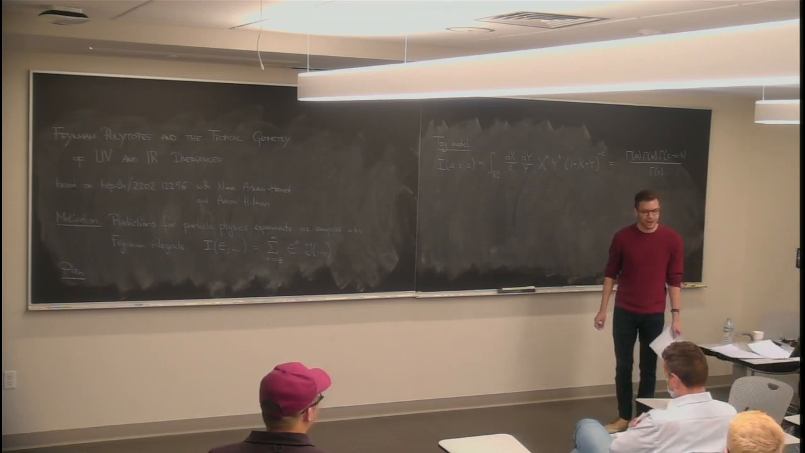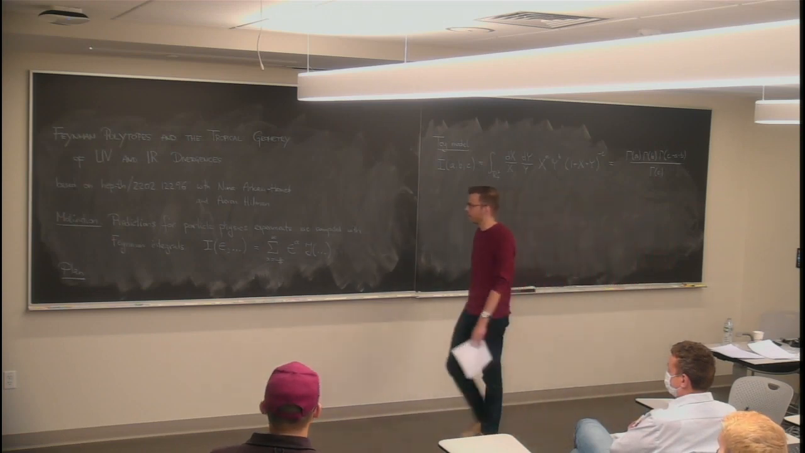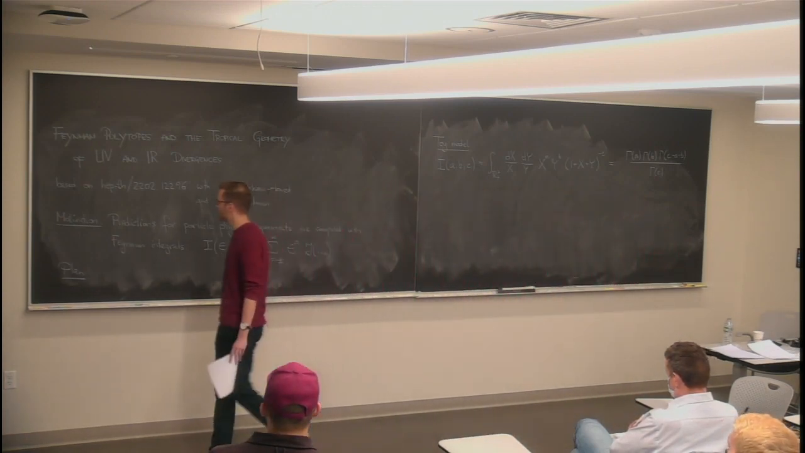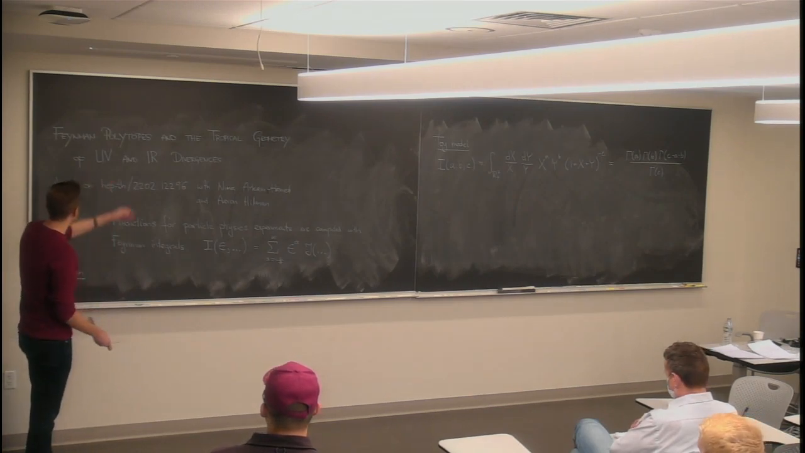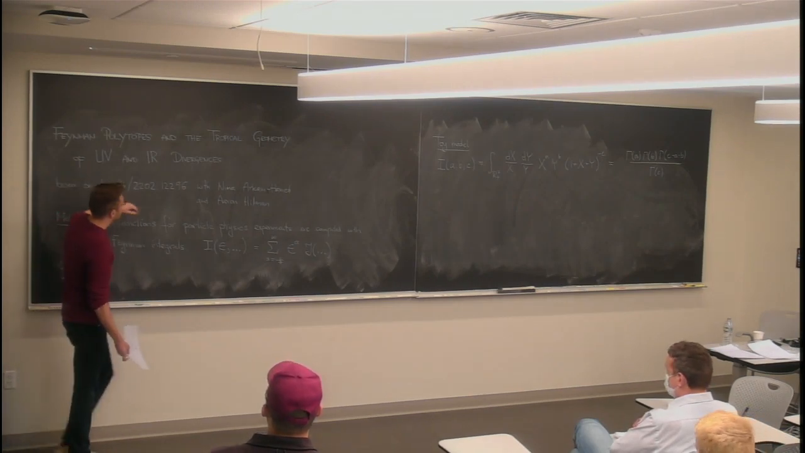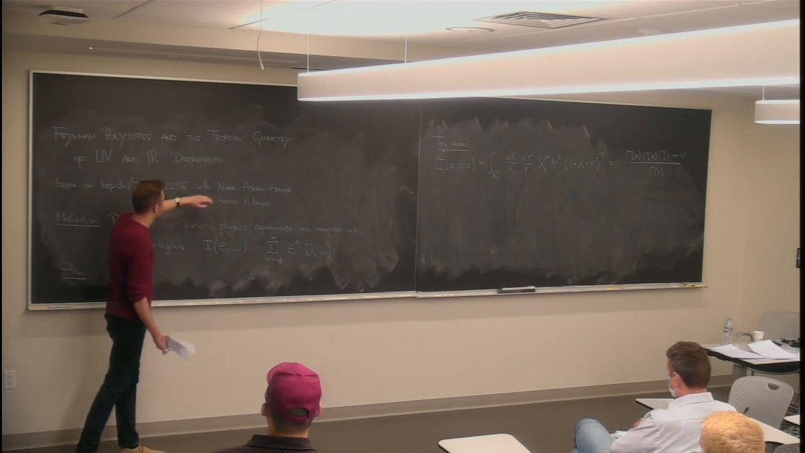This afternoon we have Sebastian Mizera, who will tell us about Feynman Polytopes and orthogonal geometry of UV and IR divergences. All right, well, thank you so much, and thank you for the invitation to this workshop.